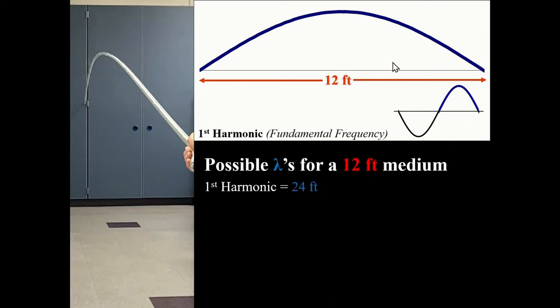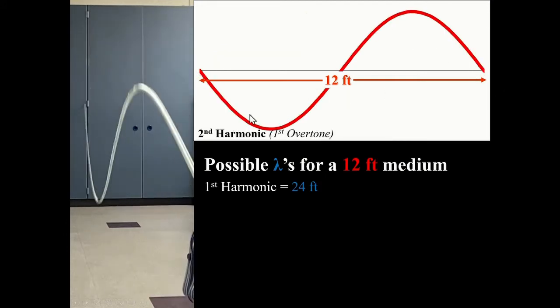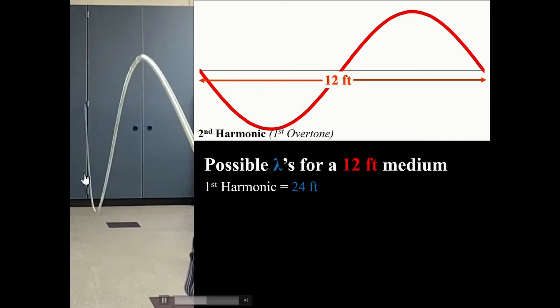The wavelength of the largest one that fits is called the first harmonic. It's also called the fundamental frequency. That's the largest one that fits, the fundamental frequency, or also known as the first harmonic. And we have one half of a wavelength fitting in there. This is the next largest one that fits. Okay, what's the wavelength of this? It has two antinodes.